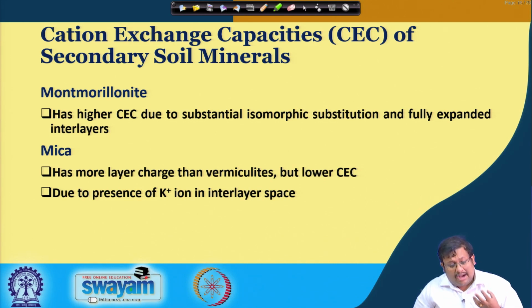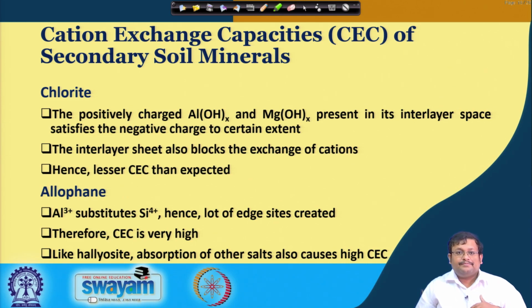Although they have more layer charge than vermiculite, they have low CEC because of the potassium in the layer space, because of the locked structure. In the case of chlorite, although there is some substitution occurring in the layers, due to the aluminum hydroxy or magnesium hydroxy layer locked structure, a lesser CEC than expected is found. In the case of allophane, aluminum substitutes silicon, so lots of edge sites are created, therefore the CEC is very high. Like halloysite, absorption of other salts also causes high CEC.